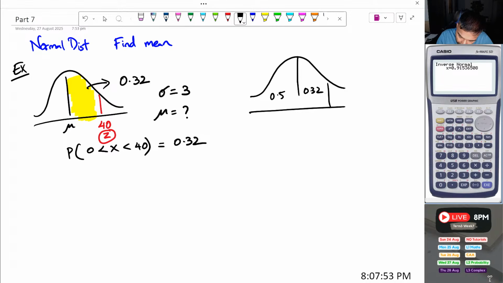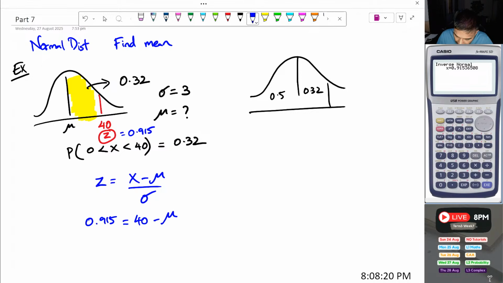So then we take the formula itself. Our Z formula is Z equals X minus mu, yeah, it's X minus the mean over the standard deviation. Now we figured out what the Z value is, because the Z value we found is 0.915. So we put 0.915 here. X is equal to 40. The mean we don't know, so we just leave it as it is. And the standard deviation is equal to 3.